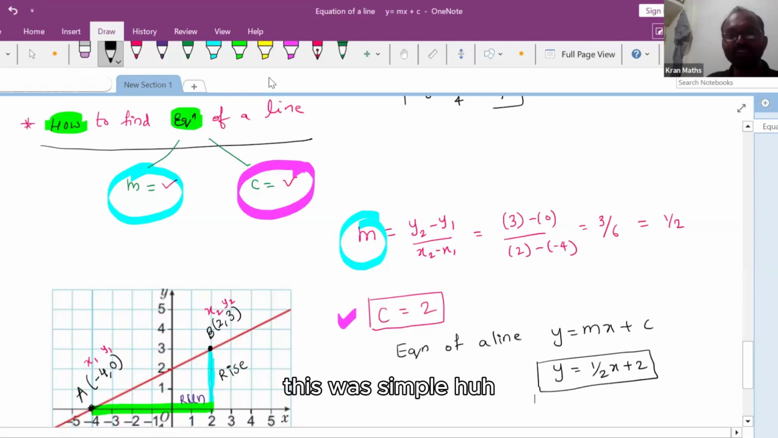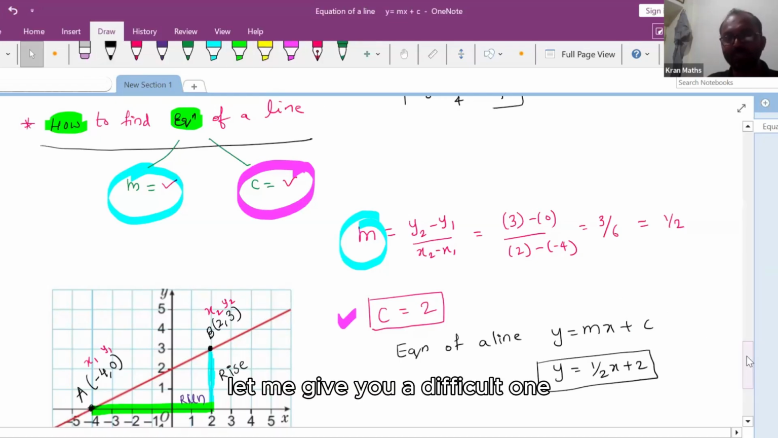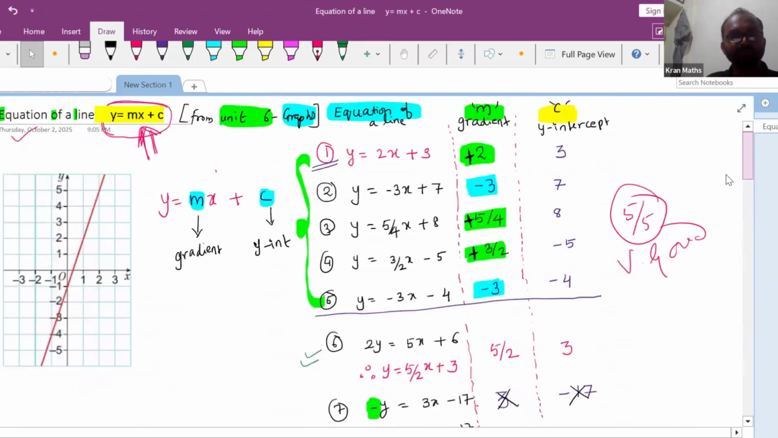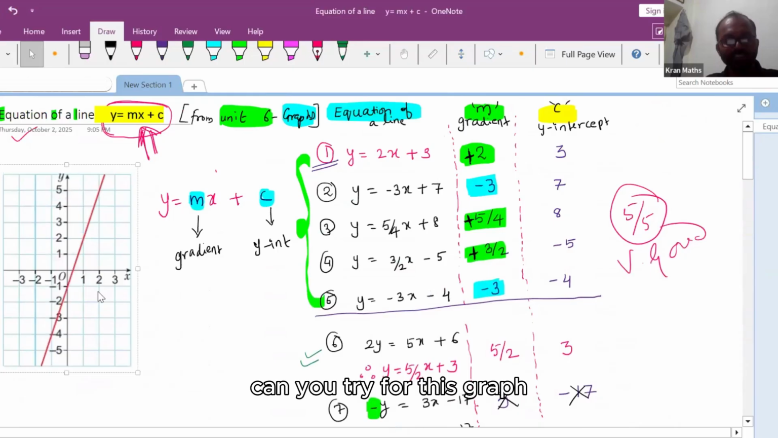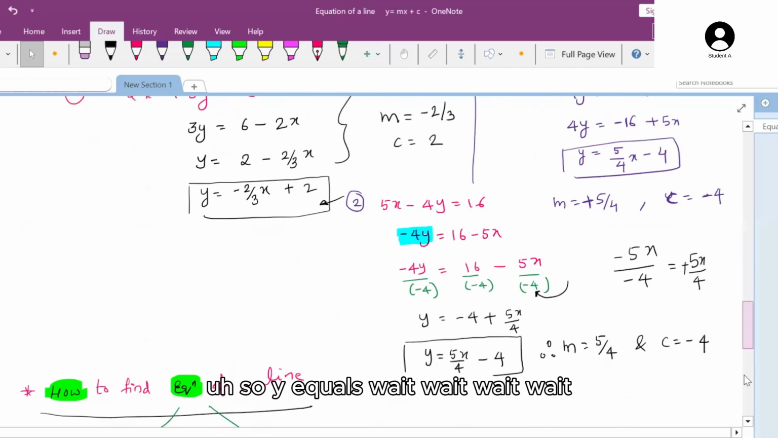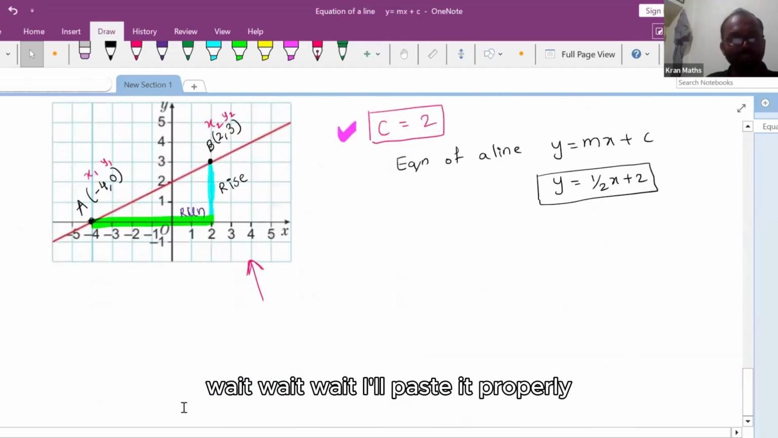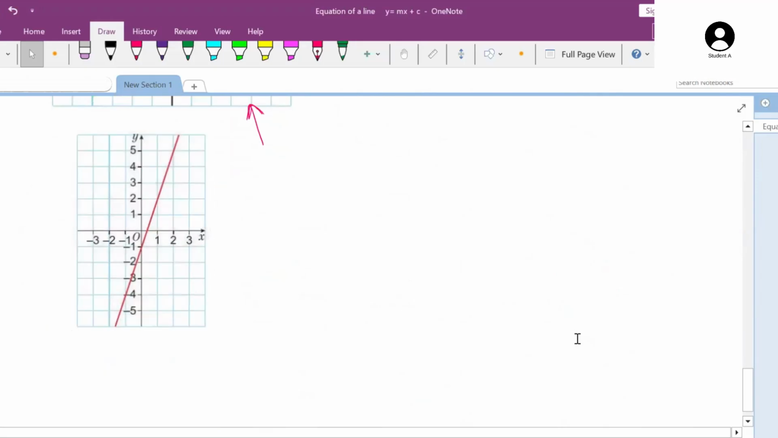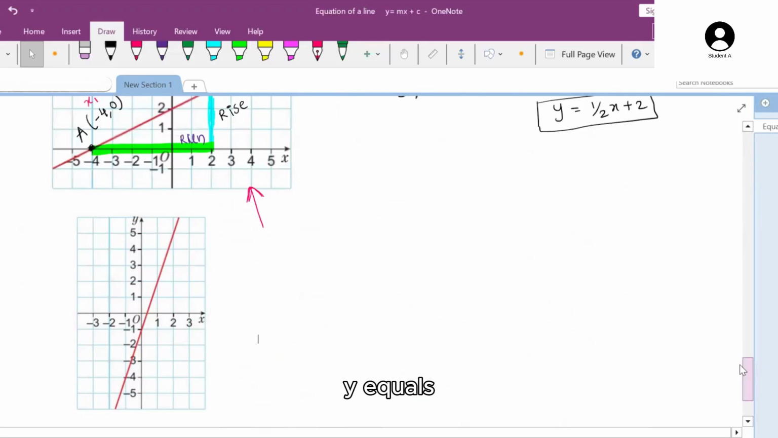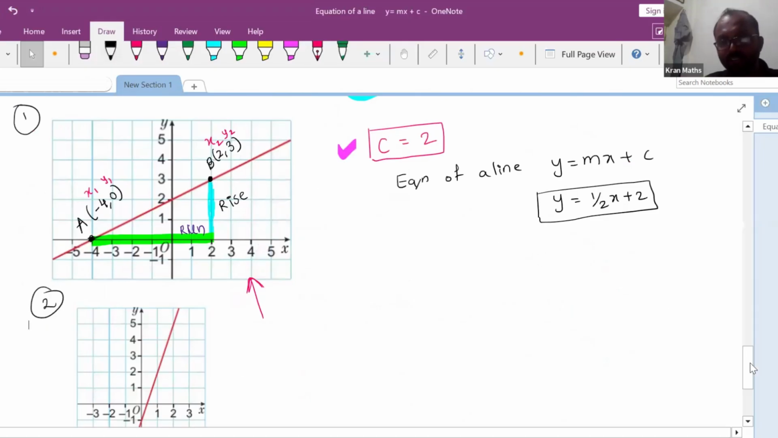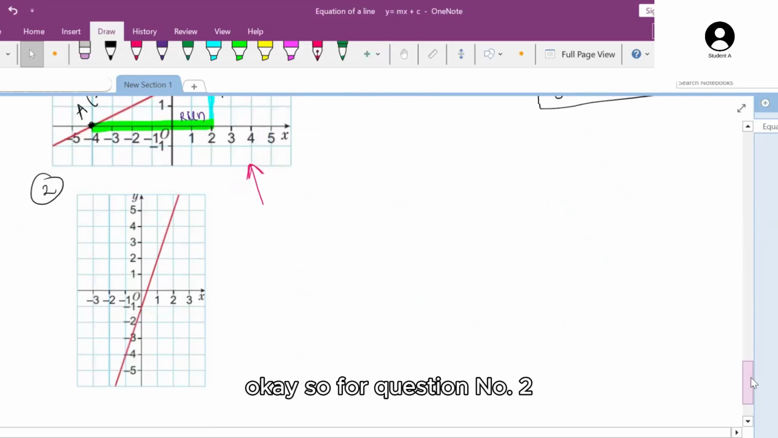Now this was simple. Let me give a difficult one. Can you try for this graph? Wait, I'll paste it properly. This is question number 1. This is question number 2.